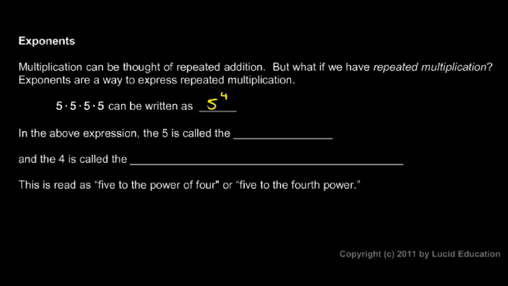So in this expression, just some terms you should know here. The number 5 is called the base, and the number 4 is called the exponent, or it's sometimes referred to as the power. So when we see this 5 with the 4 written small up here in what we call the superscript position, that's read as 5 to the power of 4, or 5 to the 4th power, or sometimes you hear people just say 5 to the 4th.